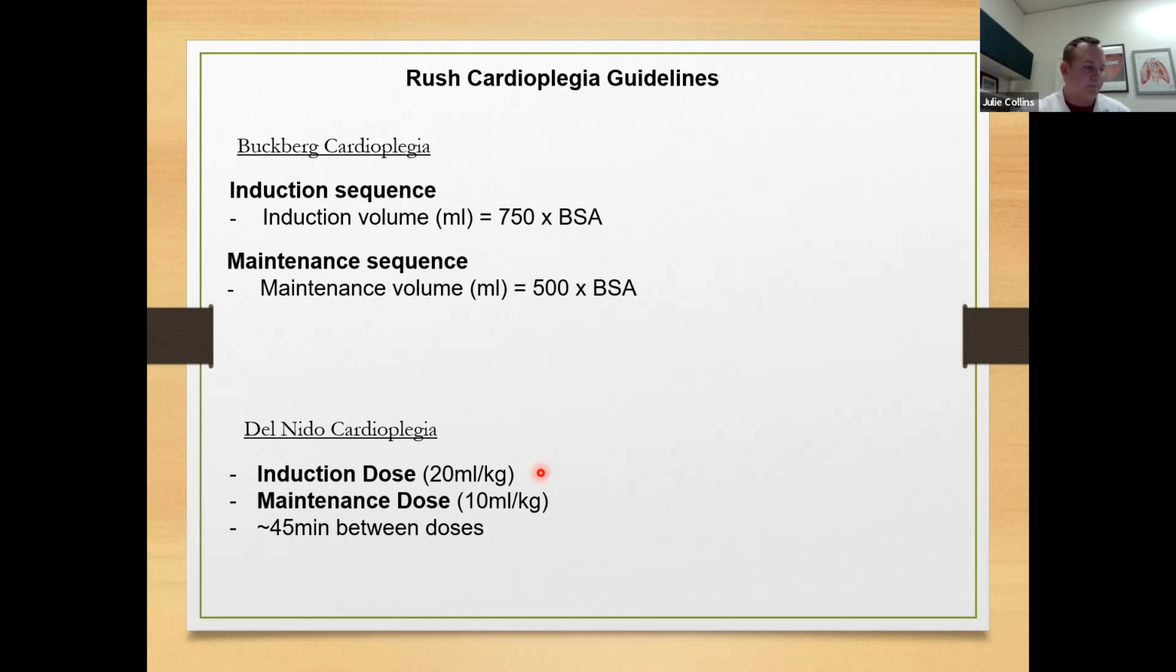And Del Nido solution uses high amounts of magnesium, high amounts of potassium, and high amounts of lidocaine, and ultimately that's how it's getting its arrest. So if you guys had to give a goal, how does cardioplegia arrest the heart? By what mechanism is it arresting the heart? All those different plegias, while they're different in their makeup, are trying to accomplish the same thing.